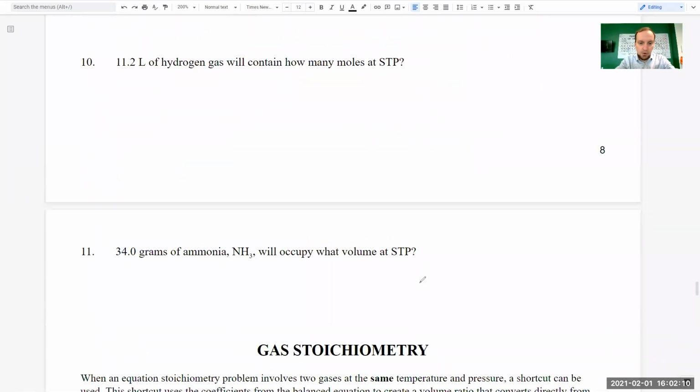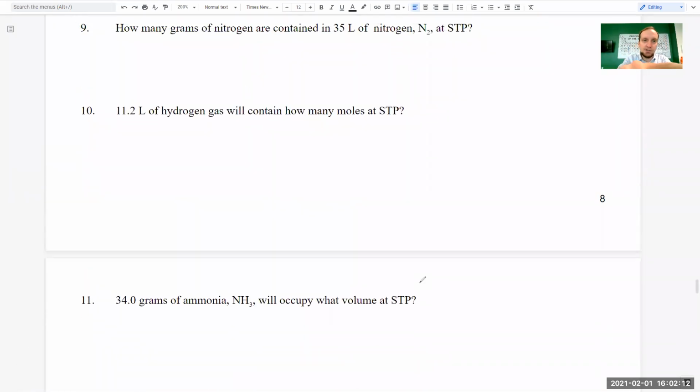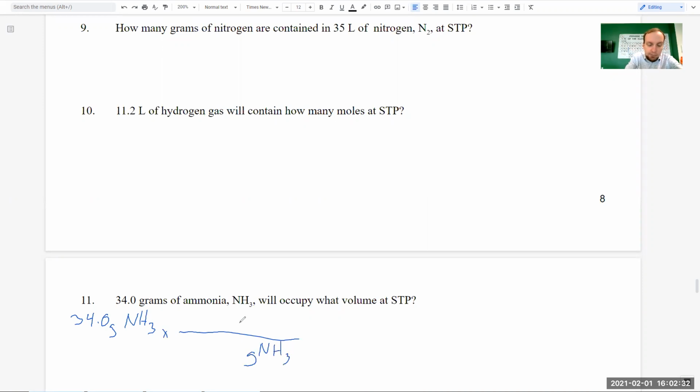Okay, we do have one more, so let me go ahead and knock this one out as well, just for you guys. You guys have it for your notes. Okay, so what we've given here is 34.0 grams of NH3. Okay, so I already know that I'm going to have to go out of grams of NH3. And the only place I could really go is into moles of NH3. Okay, because I know that conversion factor.